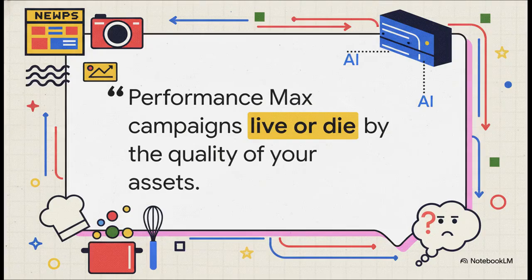This right here is the single most important rule you need to know for Performance Max. Look, Google's AI is incredibly smart, but it's not a magician. It can't create something amazing from nothing. It absolutely needs high-quality raw materials, your headlines, your images, your descriptions, to work its magic. Think of it this way. The AI is like a supercomputer that runs on the code you write. Garbage in, garbage out. It's as simple as that.